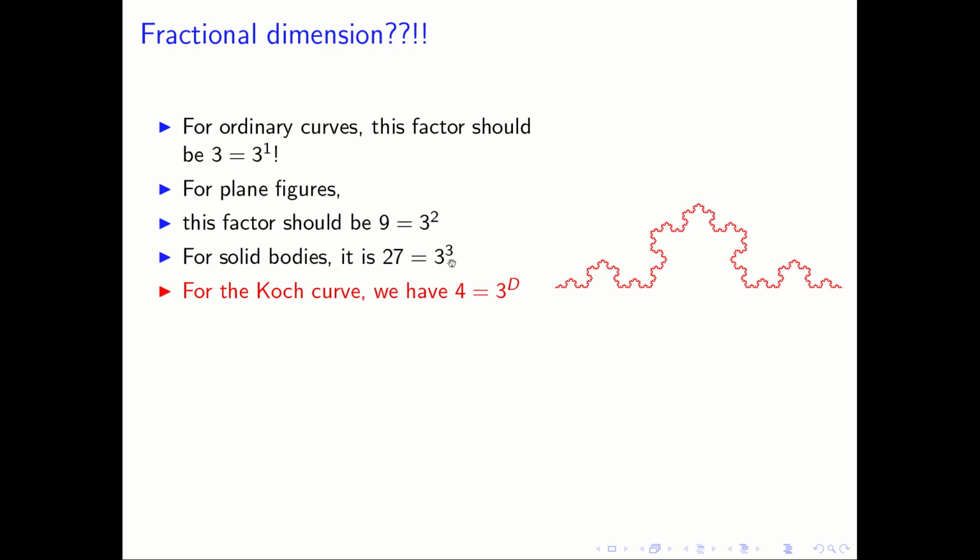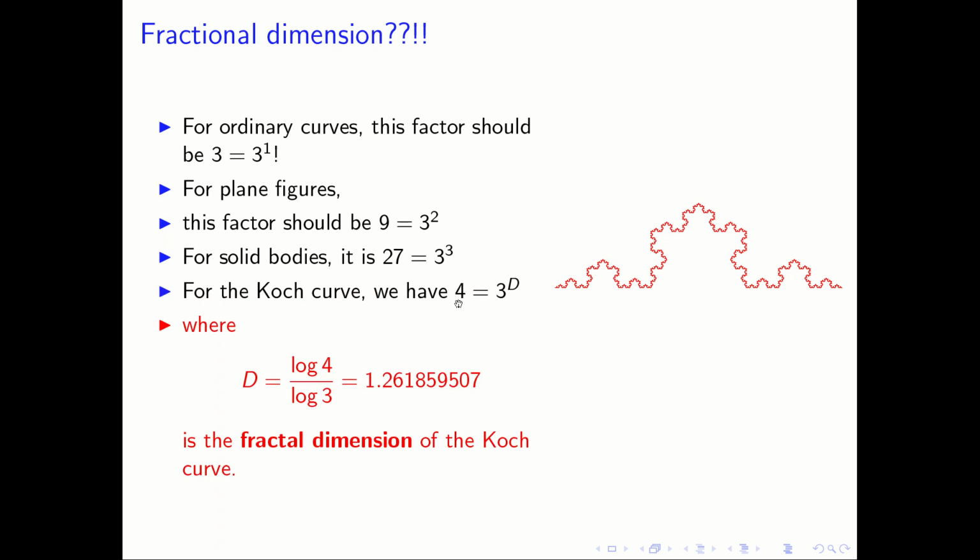Well, for our Koch curve, if I am going to call this power the dimension, we must have 3 to the power d is neither 3 nor 9 nor 27, but is 4. What that means is, if we take the log of this expression, we can easily figure out what d is, and d turns out to be log 4 over log 3, 1.2618, etc. This is the so-called fractal dimension of the Koch curve.